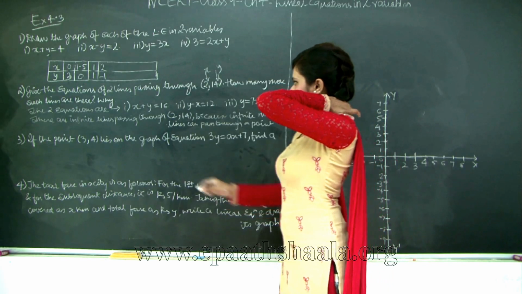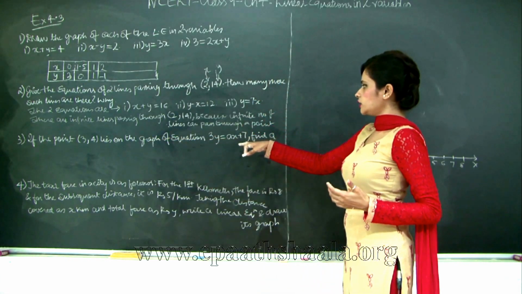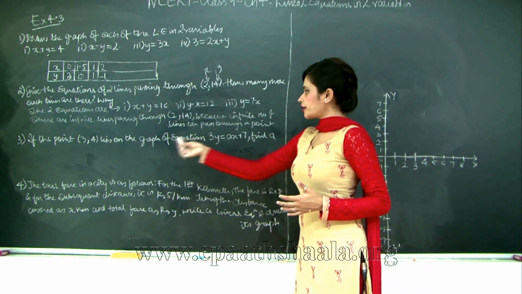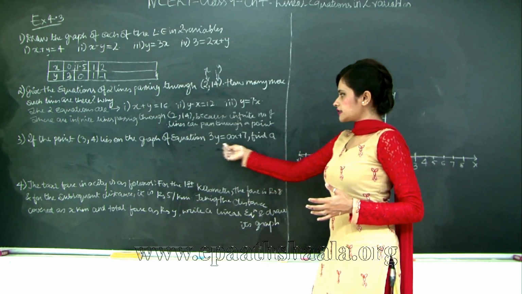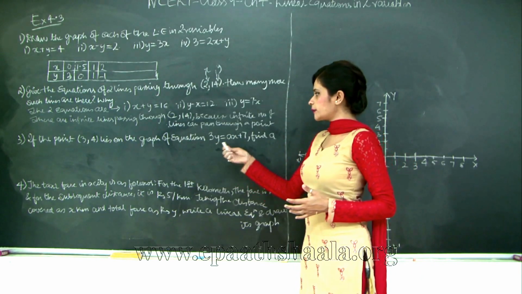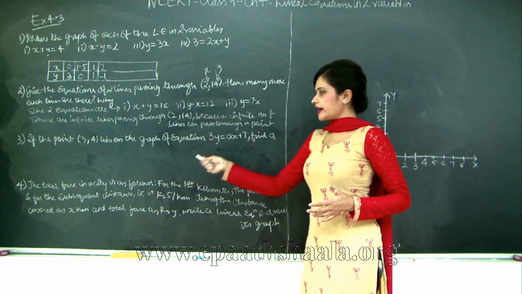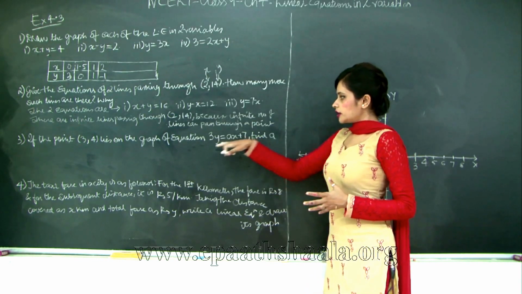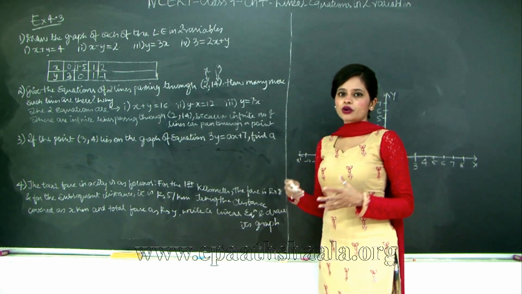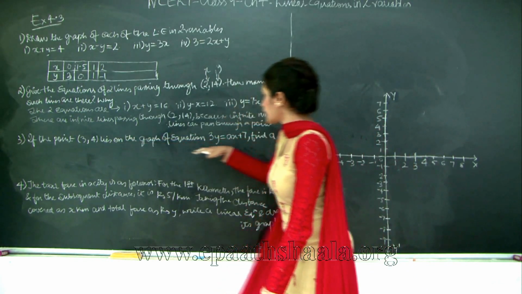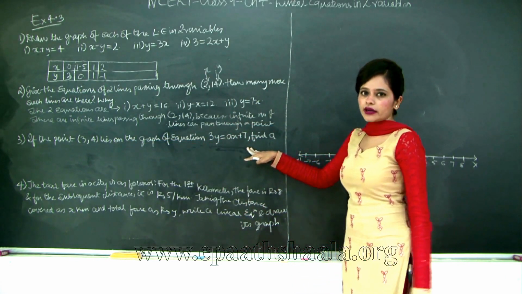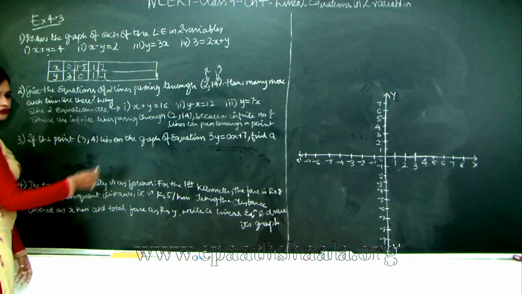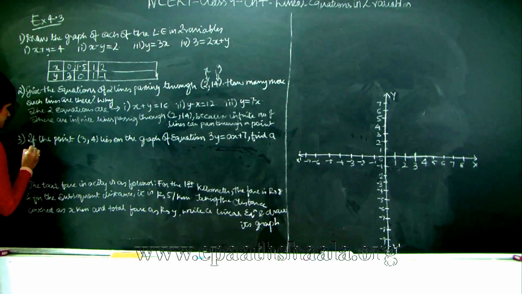Now my third question: if the point (3, 4) lies on the graph of the equation 3y is equal to ax plus 7, find a. So obviously since (3, 4) lies on the graph of this equation, 3 and 4 satisfy this equation. That means if I substitute x is equal to 3 and y is equal to 4 in this equation, the values represent the coordinates of the line. So these coordinates lie on the line 3y is equal to ax plus 7. So I am going to substitute x is equal to 3 and y is equal to 4.